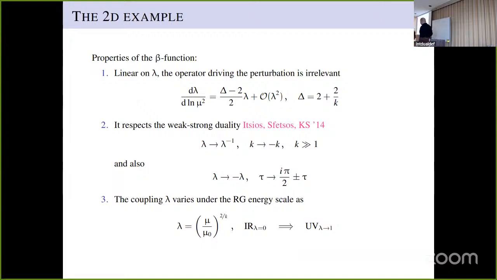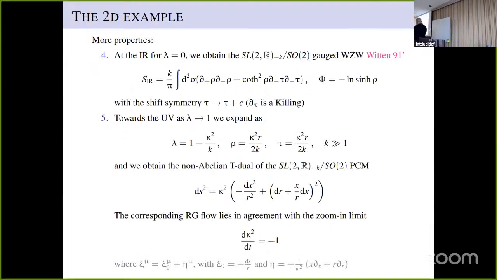I can integrate the RG flow, and one can find easily this very easy expression. But in the IR is when lambda equals 0, and the UV is as lambda equals 1. Okay. More properties. In the IR explicitly, we have the starting point, the SL(2,R) over SO(2) Witten cigar. This is the action, and this is the dilaton.